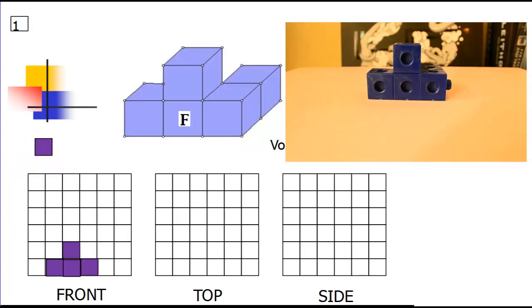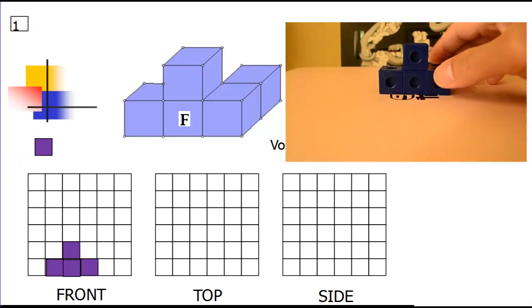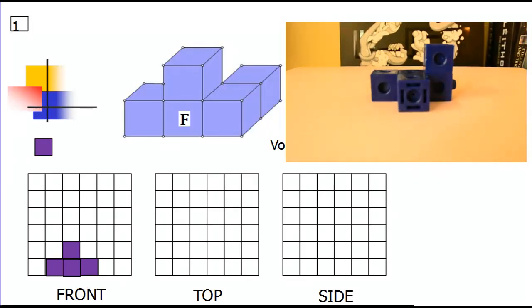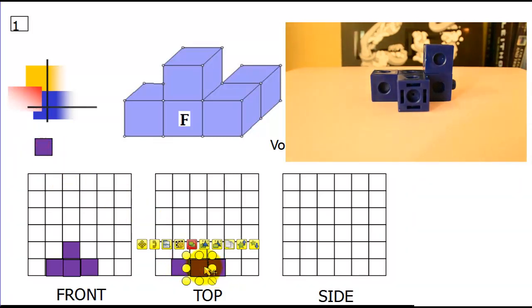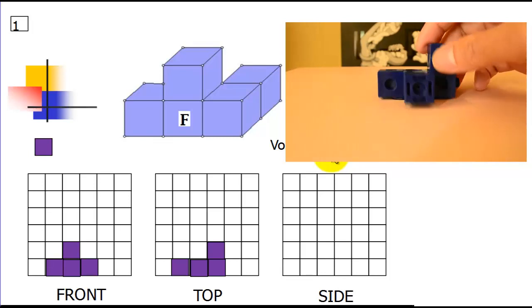Alright. Next, for the top view, so this is the front, this is the side. The top view looks like this. So you will have again three squares. One, two, three at the bottom. And then this can be represented by this square. Alright, so this is the front, this is the top.